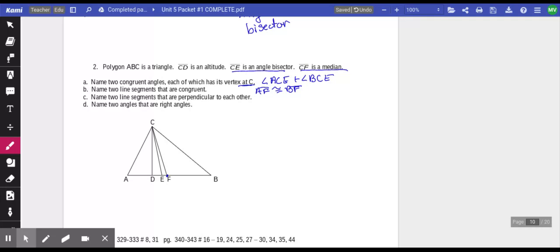Two line segments that are perpendicular to each other. Well, we know CD is the altitude, therefore CD has to be perpendicular to AB. Name two angles that are right. Well, since CD is perpendicular to AB, we know that angle ADC and angle BDC are right angles.